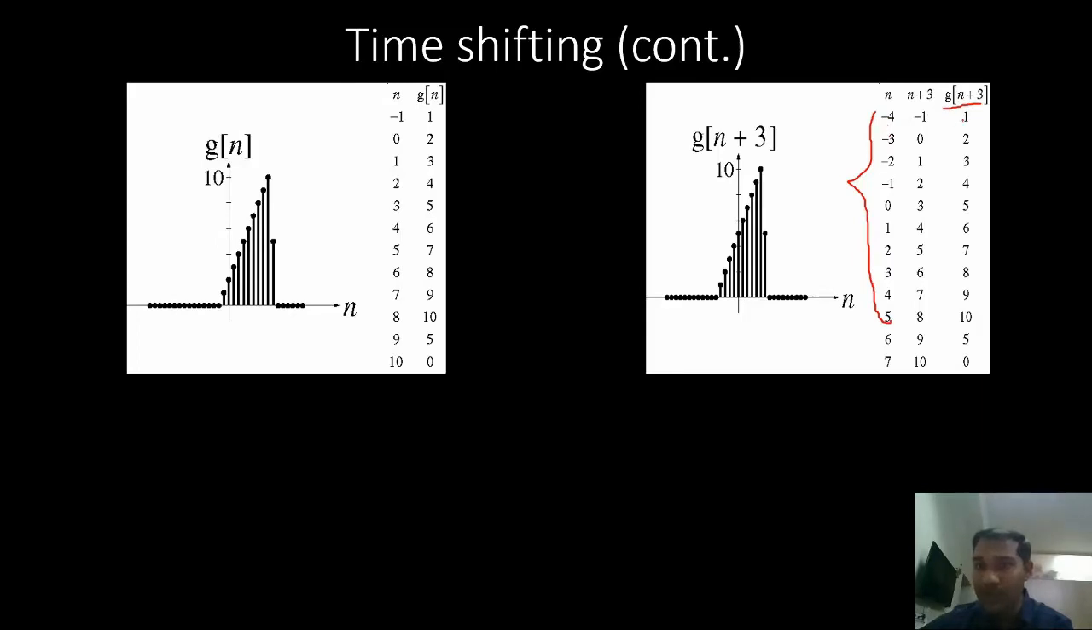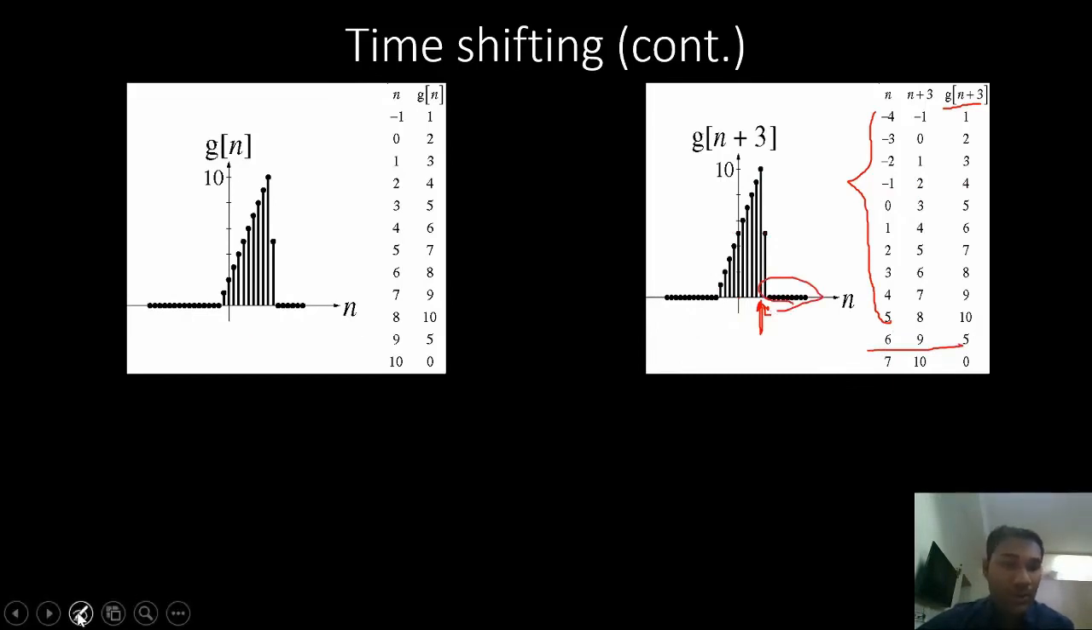Minus 4 plus 5 is 1. Minus 3 plus 5 is 2. Minus 2 plus 5 is 3, and so on. 5 plus 5 is 10. So at 5, the value is 10. At 0, the value is 5, 4, 3, 2, 1, right? And at 6, the value is 5, and at all other values it is 0.